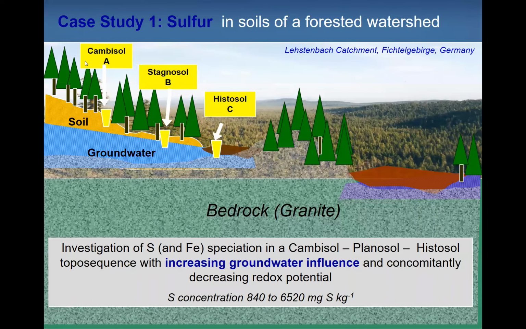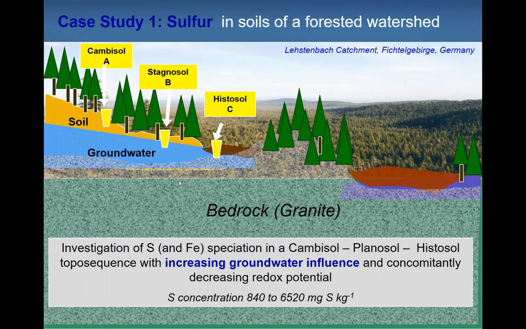And I selected a so-called catena of soils, a sequence of soils on a hill slope where the groundwater table got increasingly closer to the soil surface, and the soils got increasingly affected by high groundwater, which means reduced soil conditions. And the Fichtelgebirge mountains experienced a lot of atmospheric sulfur deposition in the 1970s, 1980s, up to the 1990s, and the forest died at large places due to sulfur pollution.